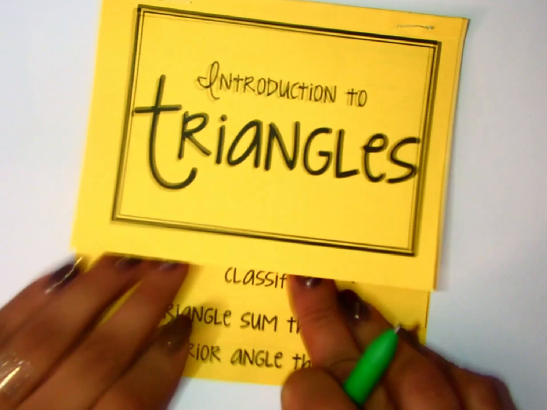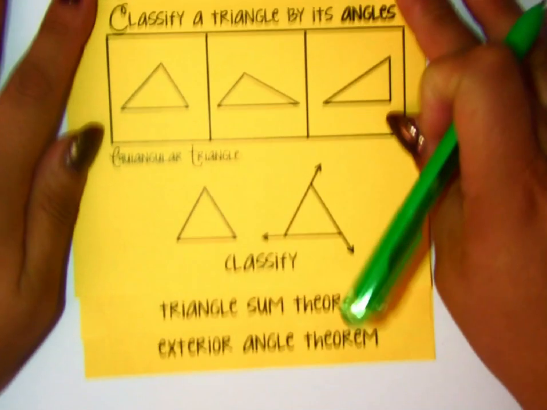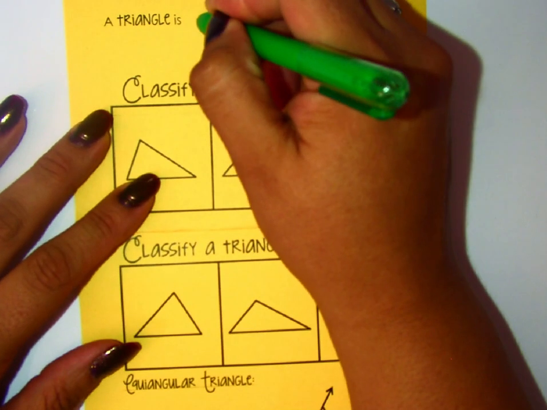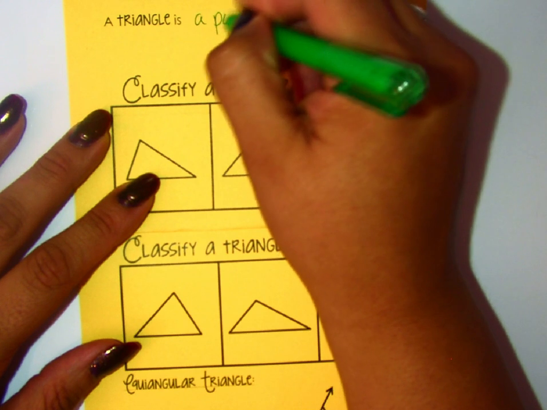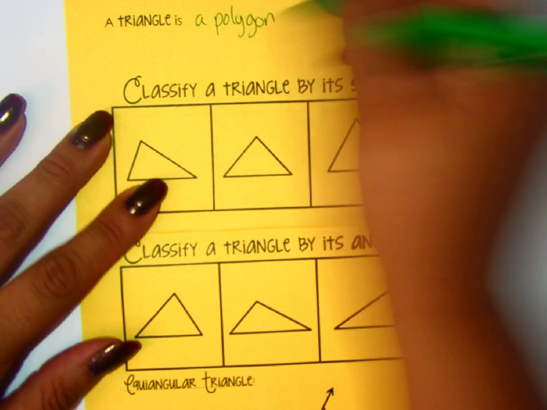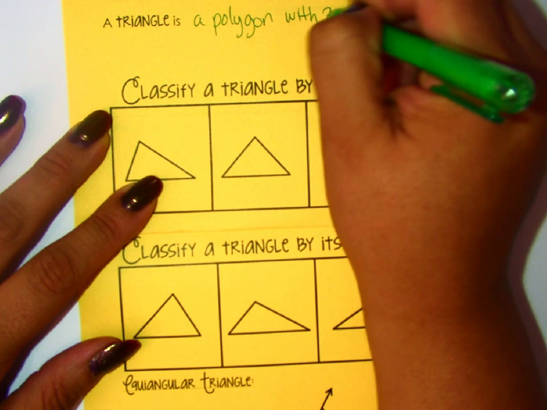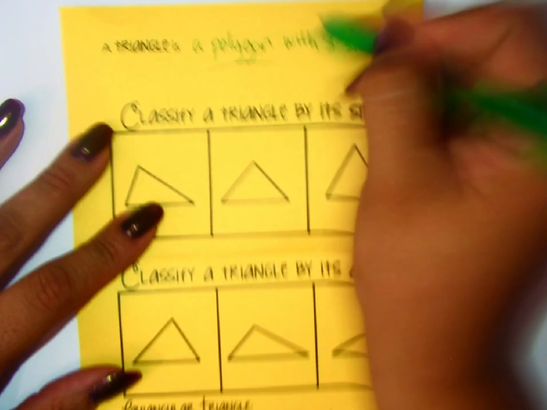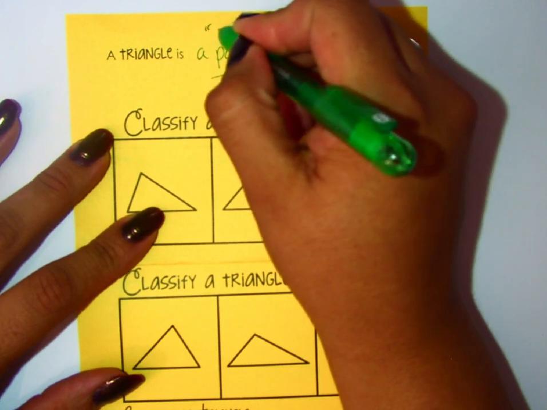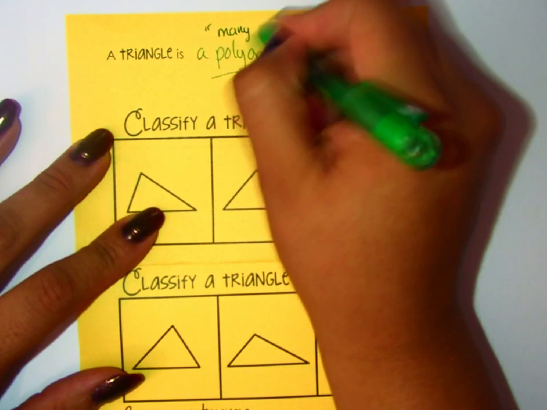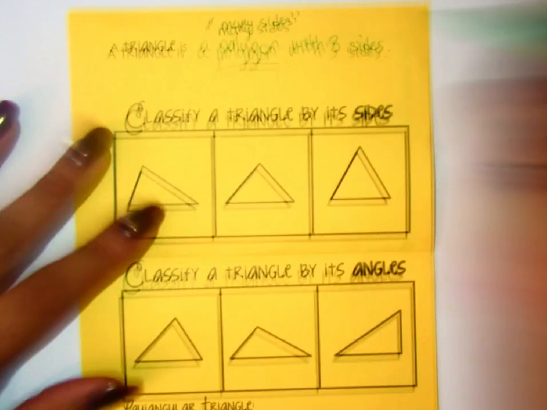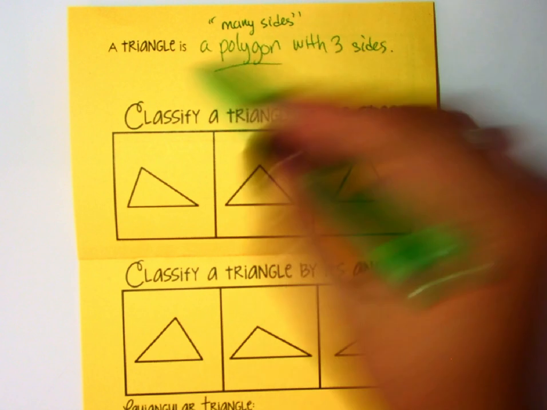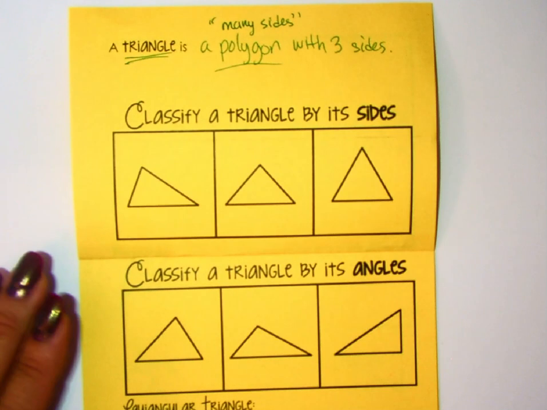Alright, so first we're going to learn how to classify the triangles. The definition of a triangle is that it is a polygon with three sides. And just for future reference, the word polygon means a shape with many sides. From there, we have quadrilaterals and hexagons and octagons. And so for now, we're just focusing on the triangle.